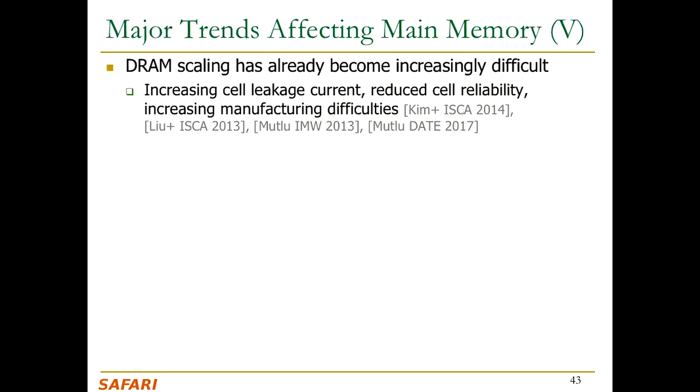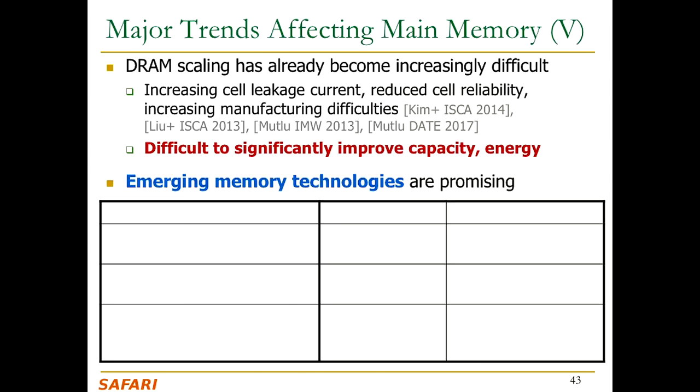There's increasing... RowHammer is a problem that we will discuss a little bit more, but there are other problems in DRAM, which are increasing cell leakage current, refresh, reduced reliability, increasing manufacturing difficulties. And there are a bunch of papers that talk about it. So it's difficult to significantly improve capacity and energy with the same technology.